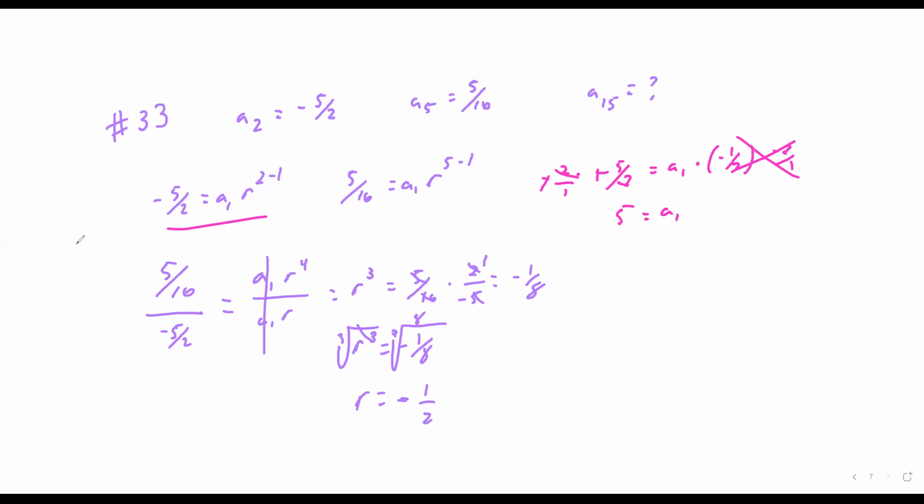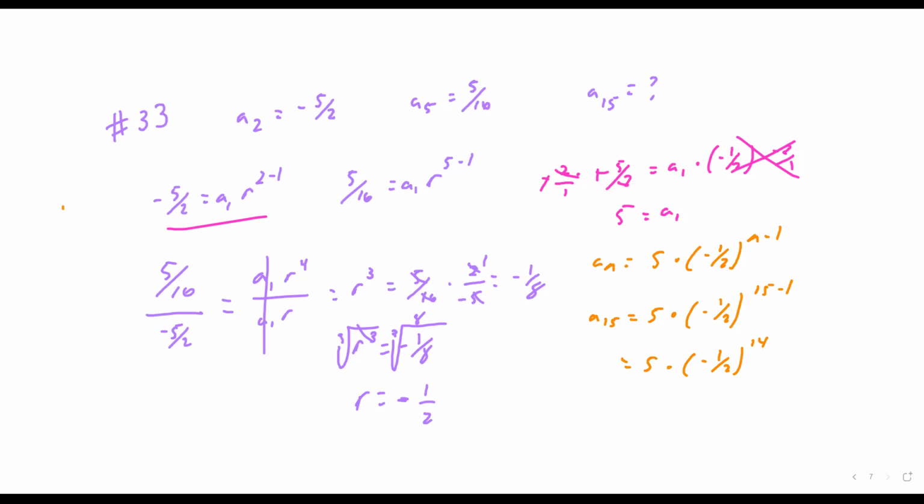So now I have an equation of a sub n equals 5 times negative 1/2 raised to the n minus 1. But now I'm looking for the 15th term. So a sub 15 will equal 5 times negative 1/2 raised to the 15 minus 1. This is 5 times negative 1/2 raised to the 14th power. You can do that math if you want. I'm going to simply plug that into the calculator.